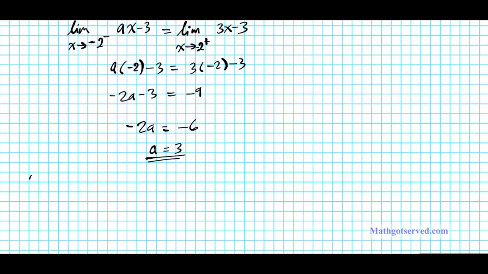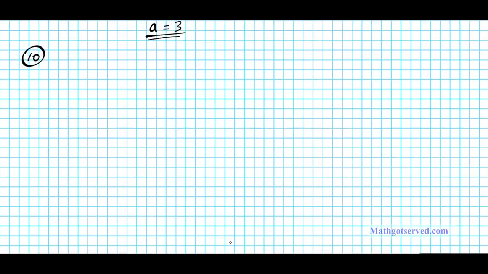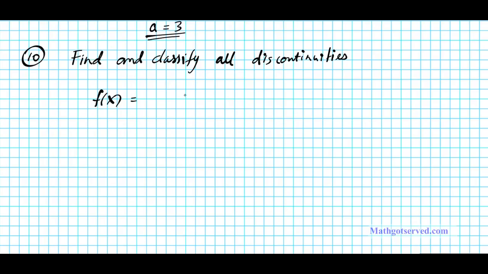Now let's take a look at question number 10. Question number 10, we were asked to find and classify all discontinuities for the rational function f of x equals 3x squared minus 7x minus 6 divided by 2x to the third minus 18x. Okay, let's go ahead and factor both of them.